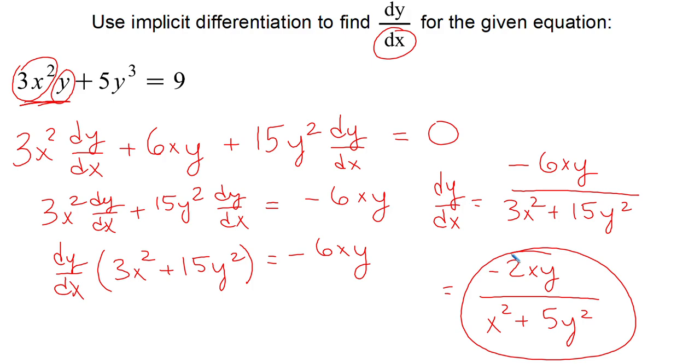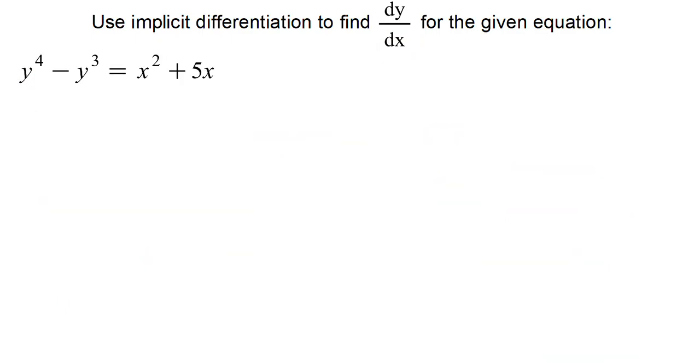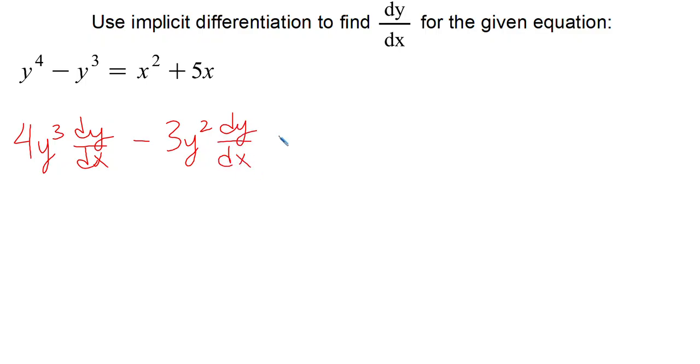Whenever we take the derivative of the y term with respect to x, we have to attach this dy/dx to it. So here we've got y to the 4th. When we take the derivative of y to the 4th with respect to x, we first do it with respect to y, so 4y cubed, but then we multiply by dy/dx. And the same with the minus y cubed, that should become minus 3y squared, the derivative of y cubed with respect to y, times dy/dx.